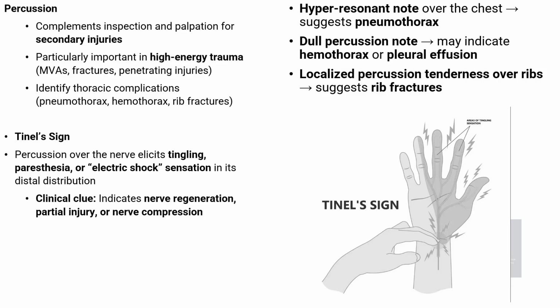Percussion is also useful in nerve assessment through Tinel's sign. When gentle tapping over a nerve produces tingling, paresthesia, or an electric shock-like sensation in its distal distribution, it provides a clinical clue to nerve regeneration, partial nerve injury, or ongoing nerve compression.